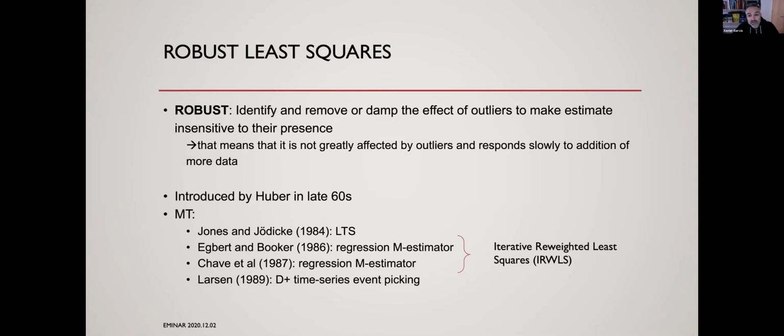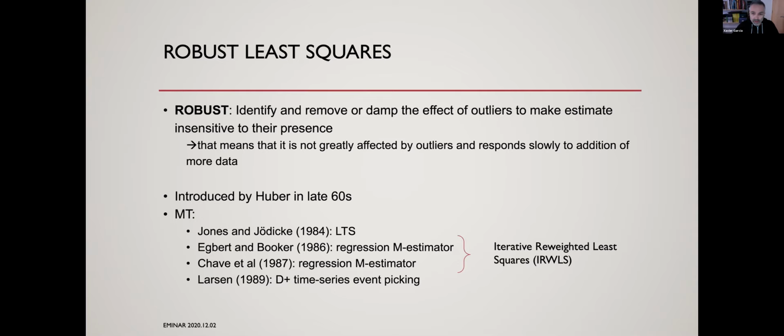This method was introduced by Huber in the late 60s, and in magnetotellurics, the first reported use of these methods was by Jones and Jödicke in 1984, and later Egbert and Booker in 1986, and Chave et al. in 1987 used the M estimator, which is an iteratively reweighted least squares. Posteriorly, Larsen in 1989 also used it in his time series and eigenpicking software.